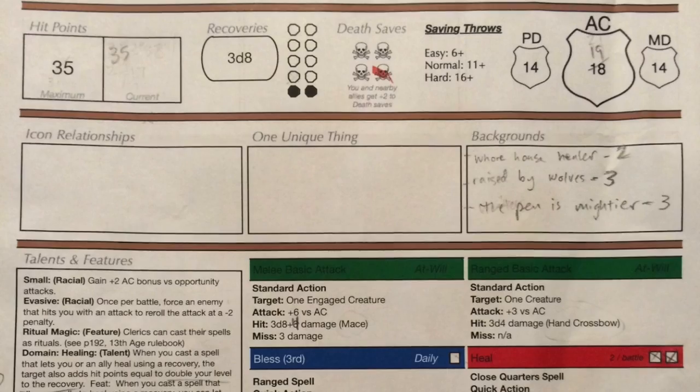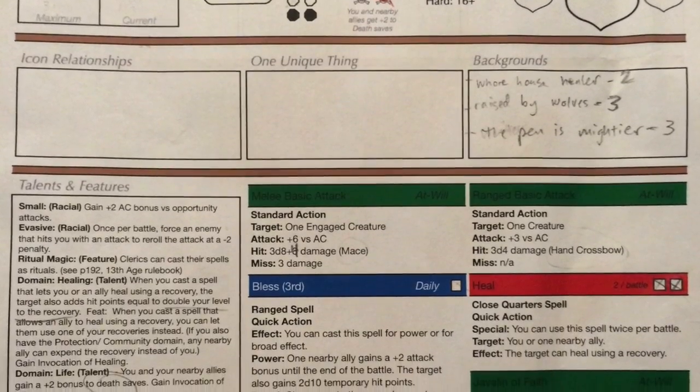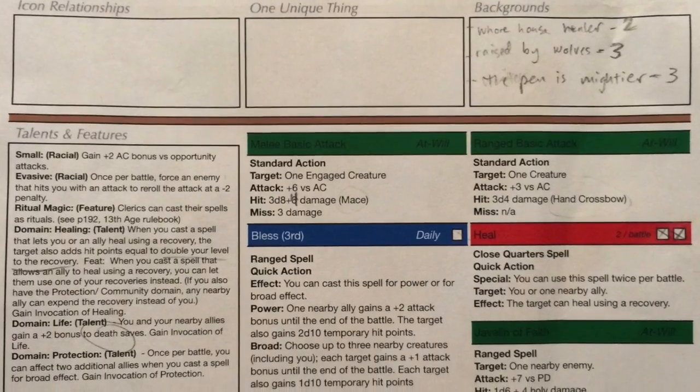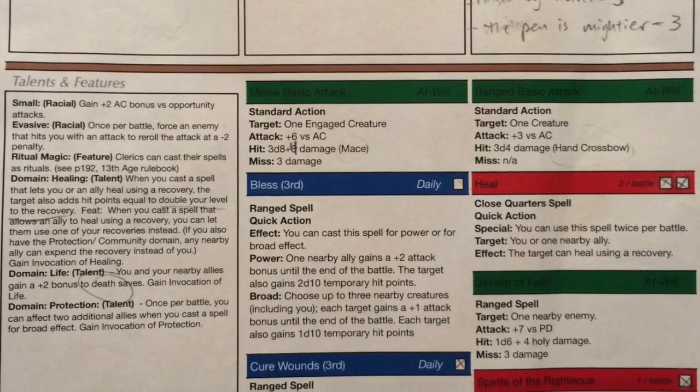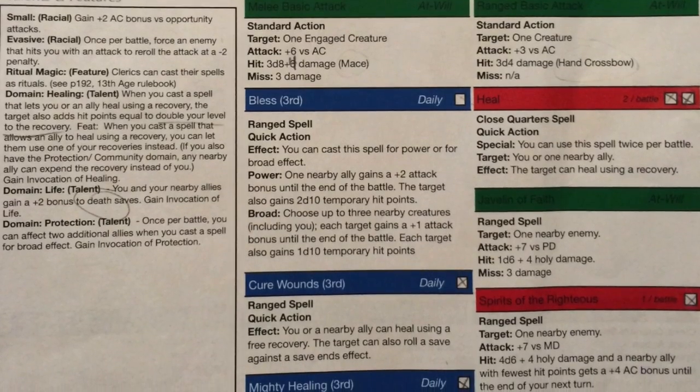And then you've got other things down here as well. Talents, features. Basically, these are all like feats and spells and stuff, and I'm not sure exactly where they fit, but some of them are daily, some of them are at will, two per battle, one per battle, etc. So that's just a look at the character sheet.